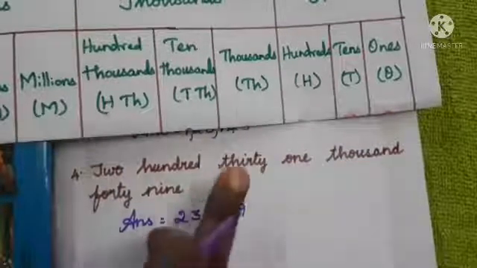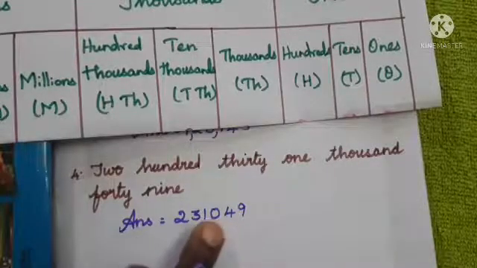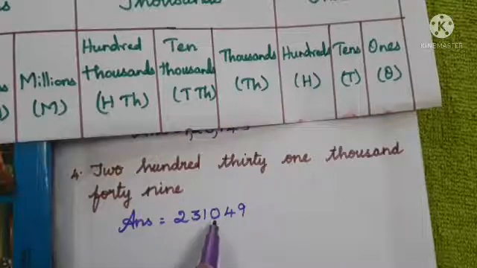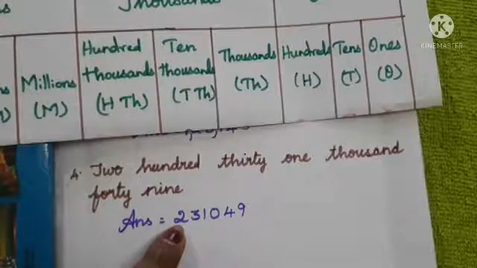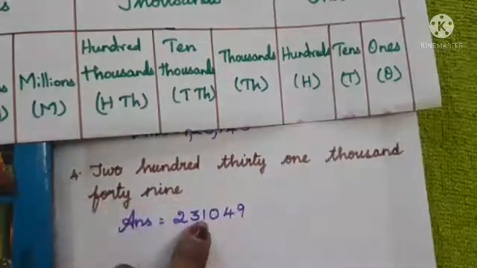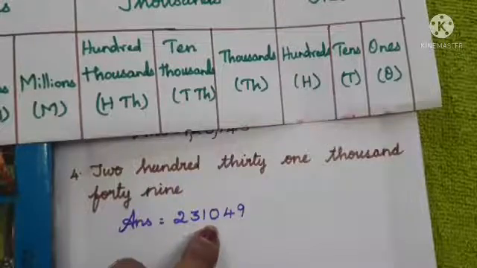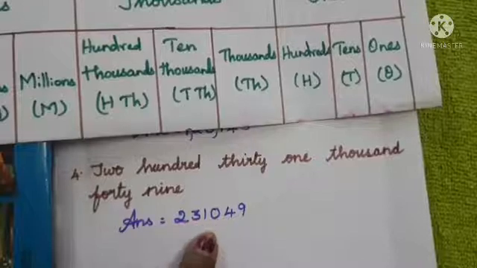According to the question, we have 200, 231,000, and 0 is missing, so 0 is not given in the question and we have to write 0 for the hundreds. So here we have 200, 231,000 and hundreds is missing, so we place 0 for hundreds, then 49. Now we have written the numeral form.